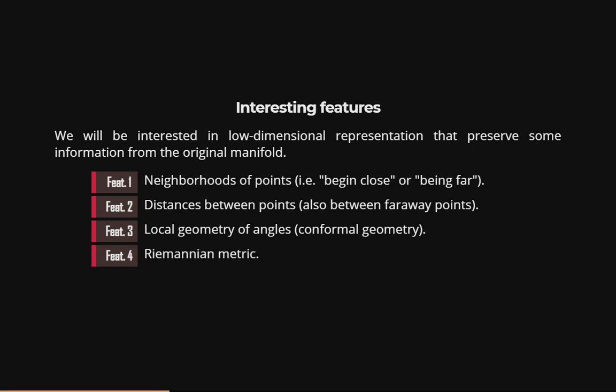Riemannian metric. You could say, okay, I want an isometry. I want a low-dimensional representation which is exactly like the original manifold in terms of metrics. So not only distances, not only angles, but both, and globally. It's a lot to ask. Covariant derivatives. You maybe want even more, that you can compute derivatives on your low-dimensional representation.